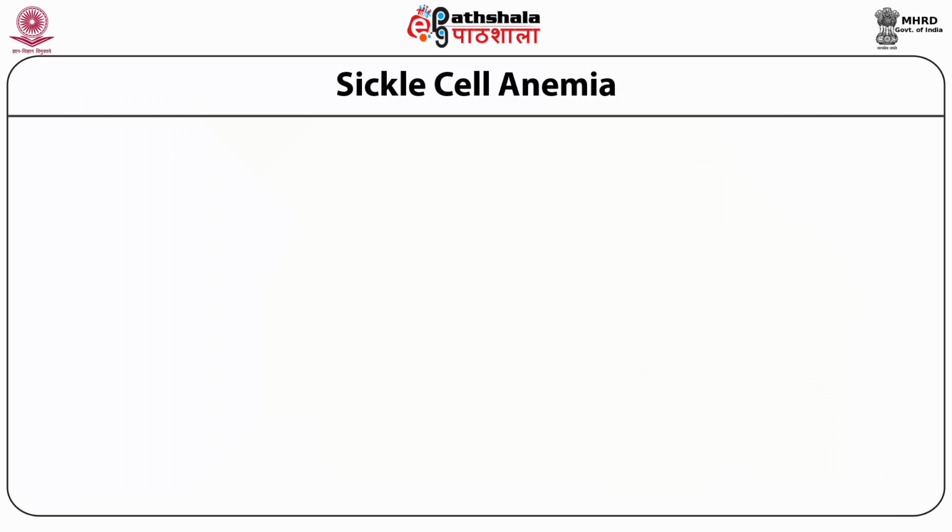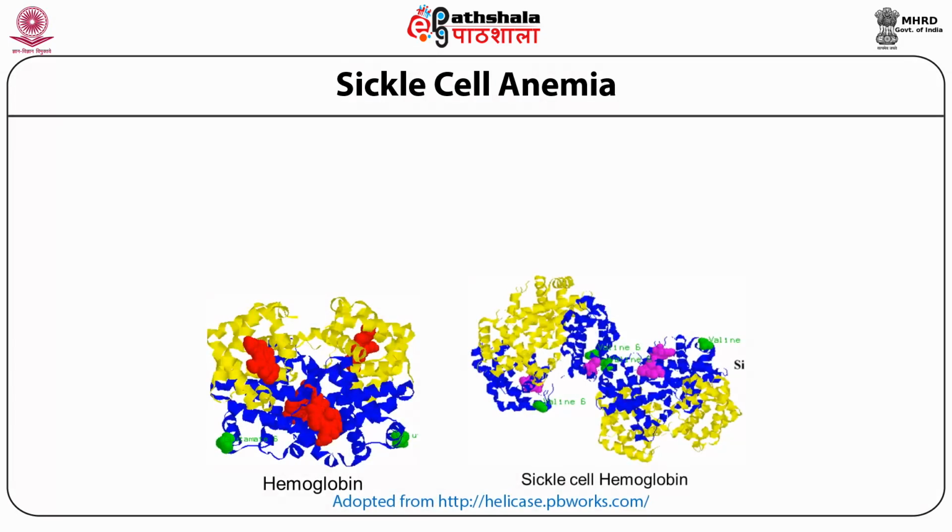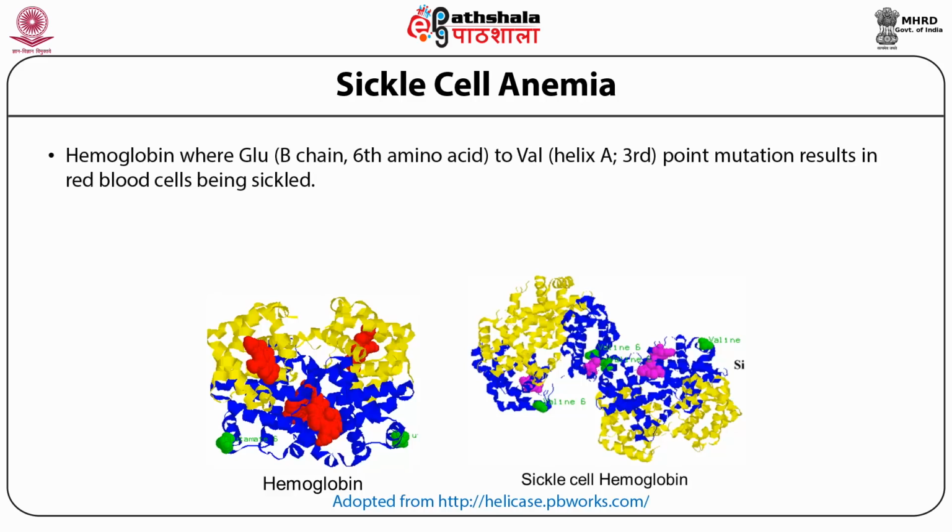So, as we are discussing the diseases related to mutations, here is the example of sickle cell anemia. You can see the details in module 8, but briefly, in hemoglobin, the glutamic acid on the beta chain, the sixth amino acid, is mutated to valine. This point mutation results in red blood cells being sickled, and that's why it's called sickle cell anemia.